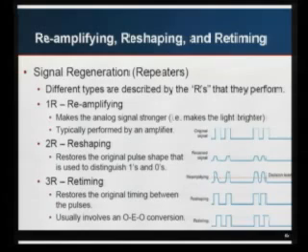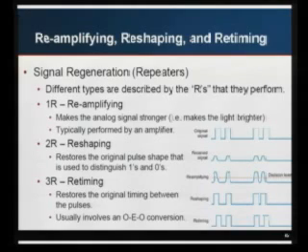Another concept you have to deal with is regeneration. There are three types of regeneration that people are concerned with, called 1R, 2R, and 3R. The first, 1R, is re-amplifying. This is purely what an amplifier does. It makes the signal stronger, makes the light brighter. It doesn't do anything about reshaping the signal. That's 2R regeneration, where you restore the signal back to its original shape so that it's easier to tell when it's a 1 and when it's a 0. And then 3R is retiming. It's restoring the original distances between the pulses, because these distances change over the course of a long transmission.